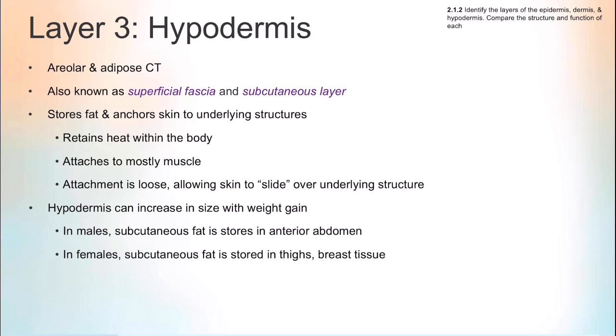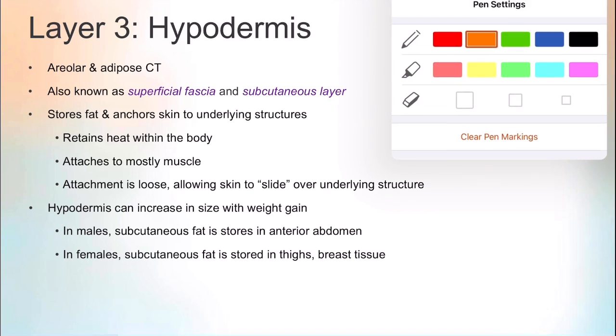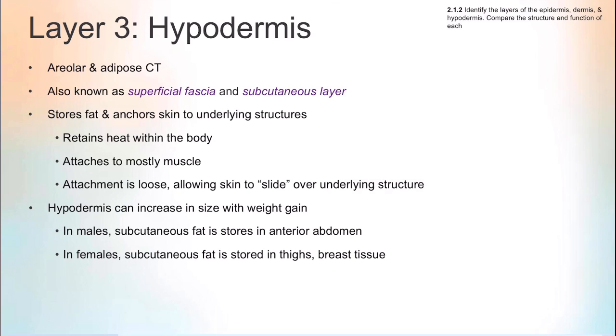All right, next is our hypodermis. So this is the last layer of the skin. This is made up of areolar and adipose connective tissue, and it is also known as the superficial fascia or the subcutaneous layer. So if we were to break these words down, superficial fascia, we talked about fascia being a material that's going to help connect organs or connect material together. So areas such as tissue or organs, to maybe help hold them in place to an abdominal wall.